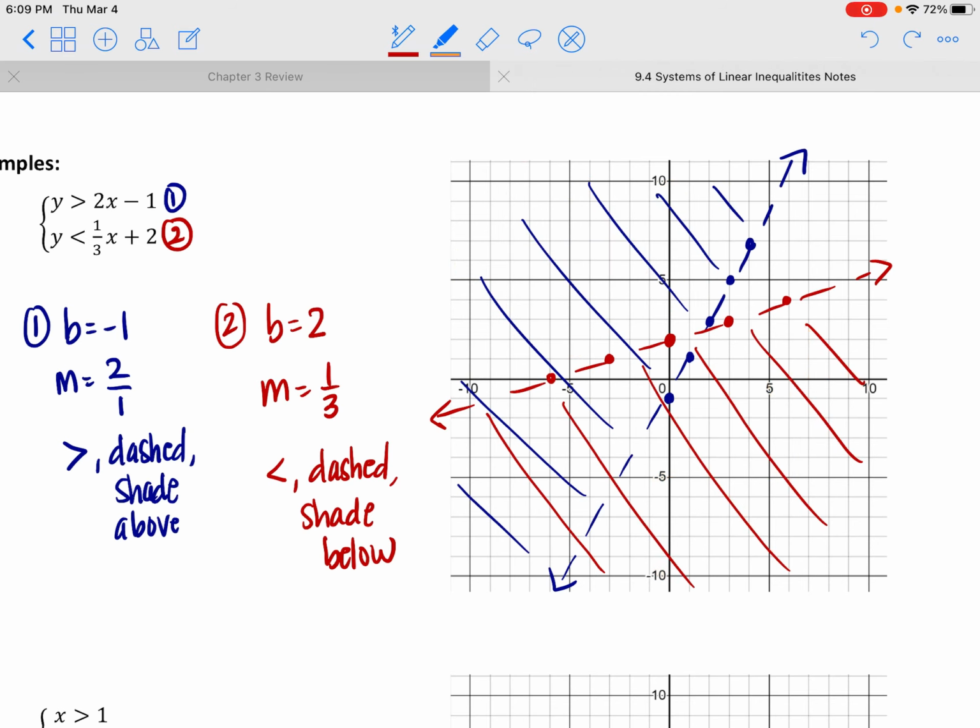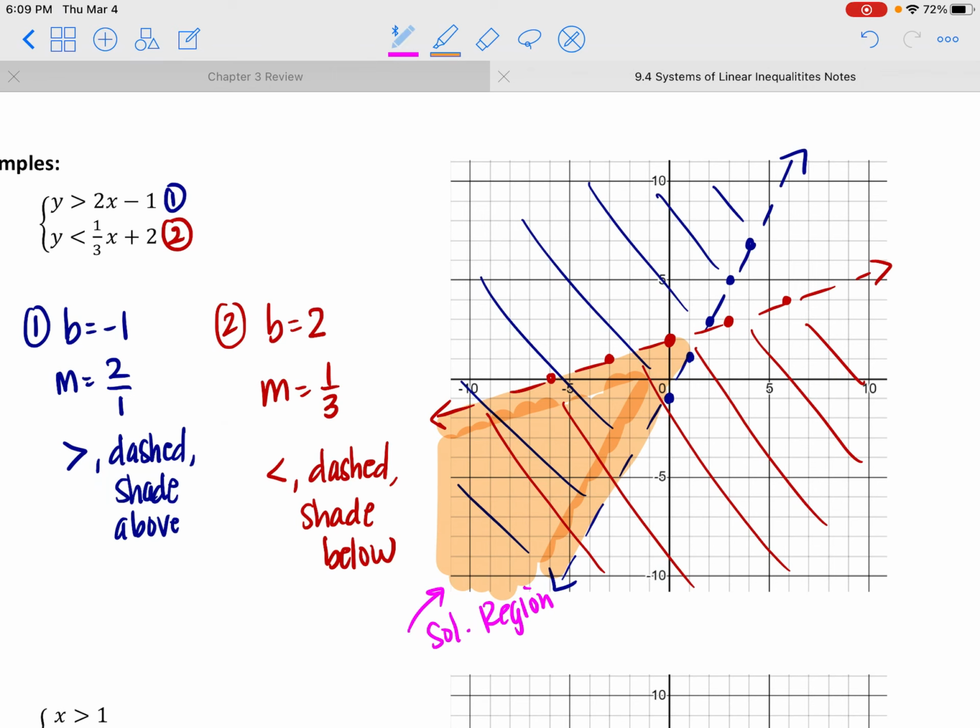But in this area here, we can see both are shaded, so all the points that are in this region are going to make both inequalities true. So that is our solution region. This is our solution region, or feasible region. Okay, and again, you can test. Pick a point in there if you want.